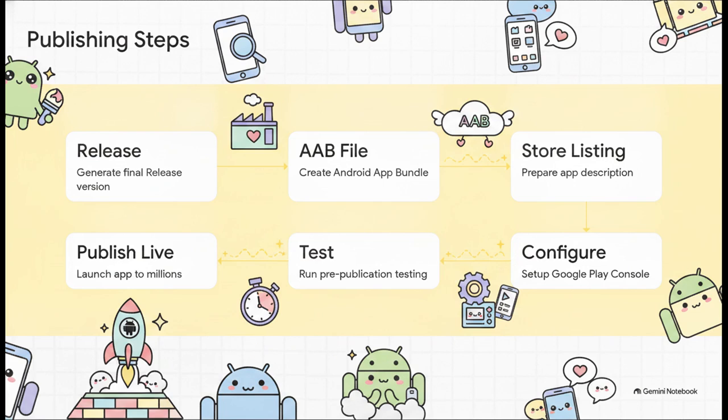And that brings us to Section 5, Publishing to Google Play. This is your final sprint on the launchpad. After all your customizing and testing, you'll generate a final release version of your app. Then you create an AAB file. That stands for Android App Bundle, which is Google's modern standard format.